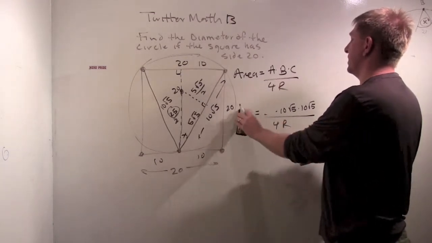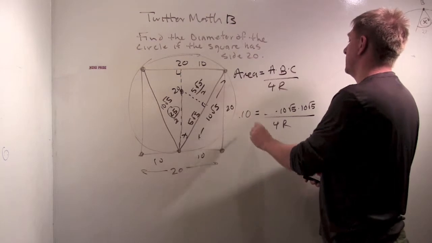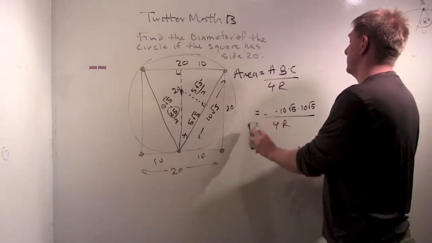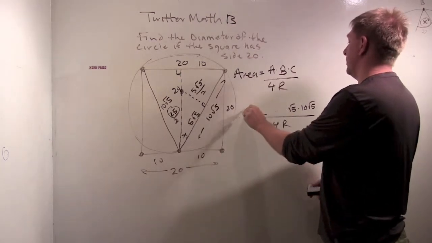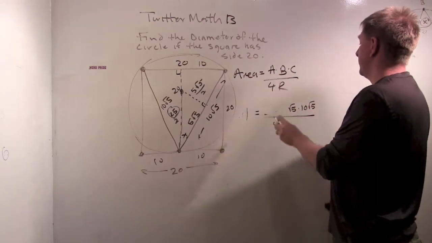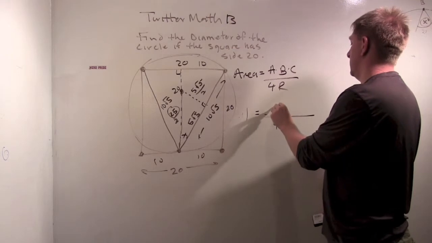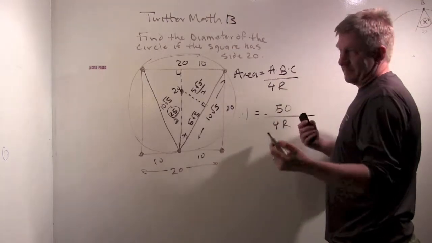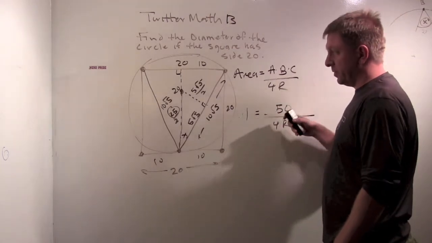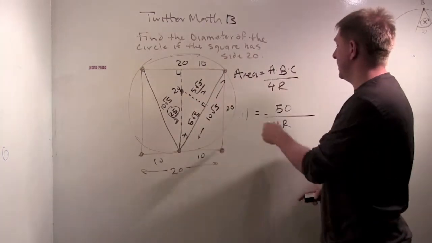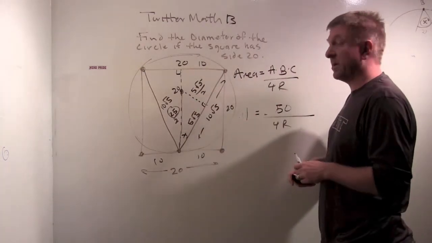Let's see, that 20 is going to cancel here and leave a 10. That 10 can cancel here with one of these 10s, and we get 1 equals 50 over 4 times the radius. So the radius is 50 over 4, or 25 halves, just like I said, so the diameter is again 25.